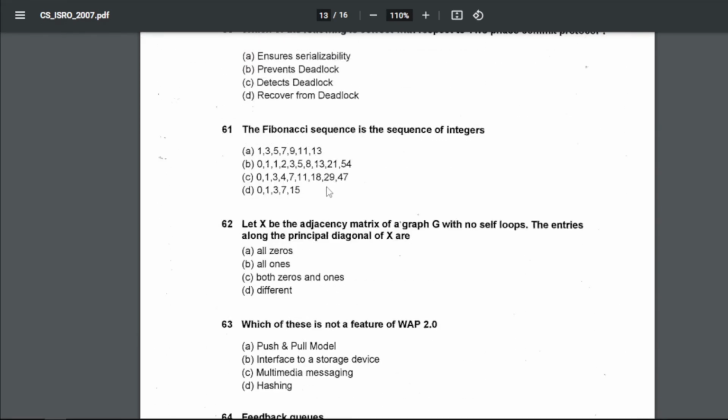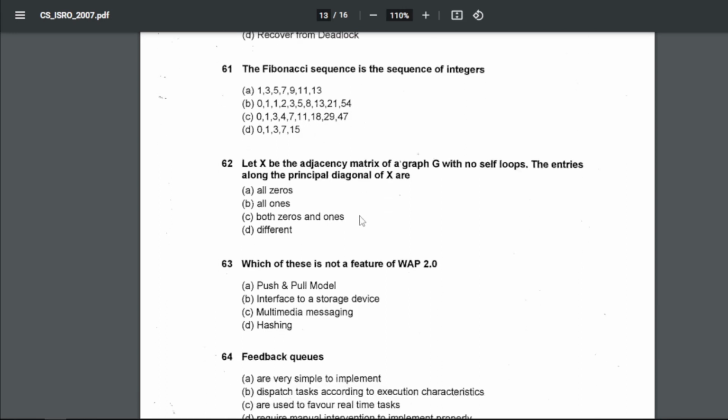61 is the Fibonacci sequence is the sequence of integers for option B, right? This is the expression. The Fibonacci sequence is the sequence of integers 0 1 1, because I hope you remember that the current element of the Fibonacci series comes from addition of the last two elements. So 0 1 1 2 3 5 8 13 21 34, like that.